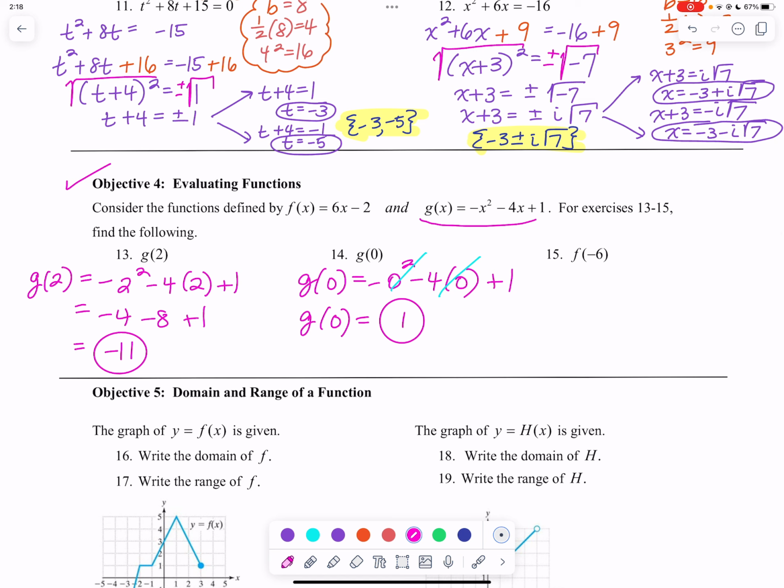f of negative 6. So now this time we're going to the f function, and everywhere there's an x, we're going to put a negative 6. And here we come up with a negative 38.